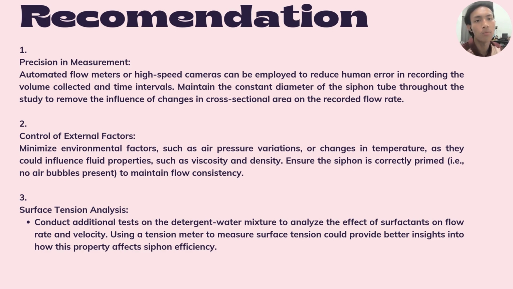So for recommendations, number 1, precision in measurement. Automated flow meters or high-speed cameras can be employed to reduce human error in recording the volume collected and time intervals. Maintain the constant diameter of the siphon tube throughout the study to remove the influence of changes in cross-sectional area on the recorded flow rate. Number 2, control external factors. Minimize environmental factors such as air pressure variations or changes in temperature, as they could influence fluid properties such as viscosity and density. Ensure the siphon is correctly primed, with no air bubbles present, to maintain flow consistency.